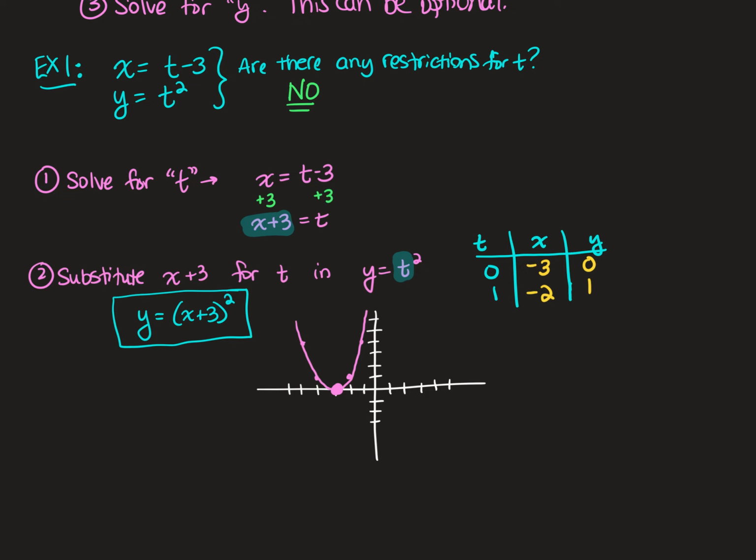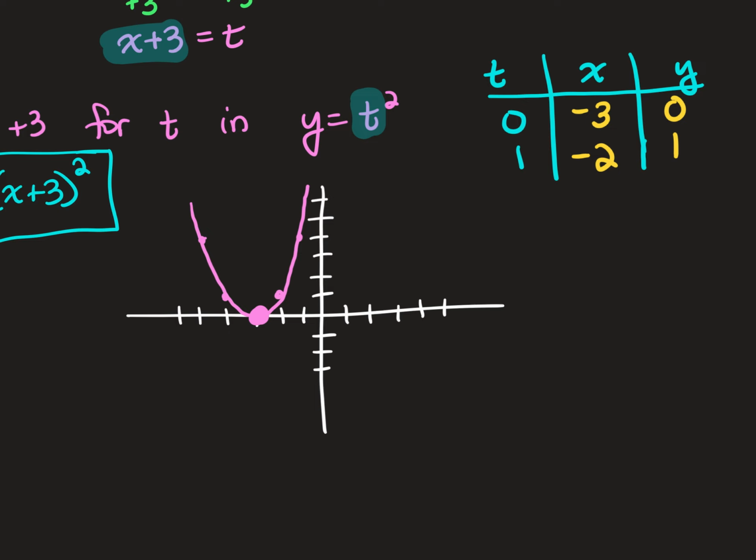So essentially what I know is that I'm starting at the point negative 3, 0 on my graph. This is when t equals 0. And then the point negative 2, 1 right here is when t equals 1. So that tells me the graph is moving in this direction. It's moving from left to right. So I would want to make sure I have the direction of the graph moving as well. But the rectangular equation can make it easier to actually graph.